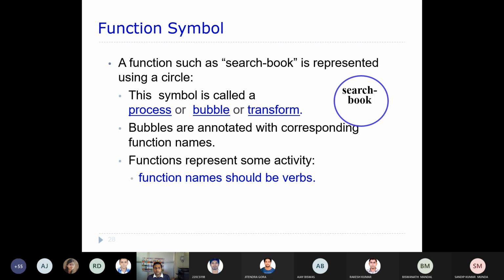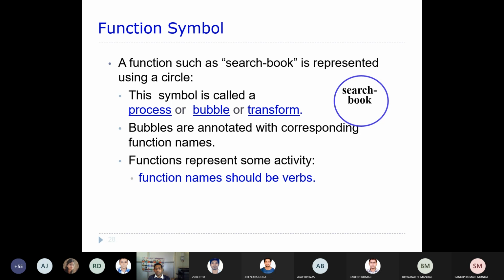Now, as part of a data flow diagram, you will have many functions or processings. These functions can be represented by a circle within which you give the function's name or the processing's name. This can be represented through a bubble. Sometimes these bubbles represent the process. Here, as part of your library automation software, search book can be one function. It's a high level function.